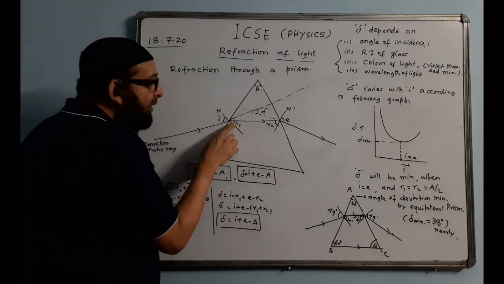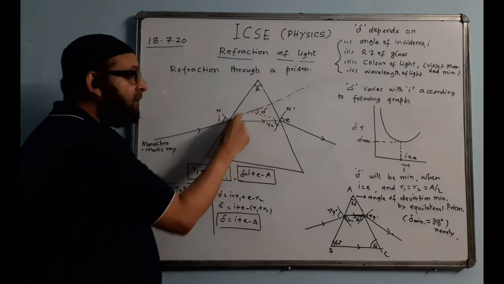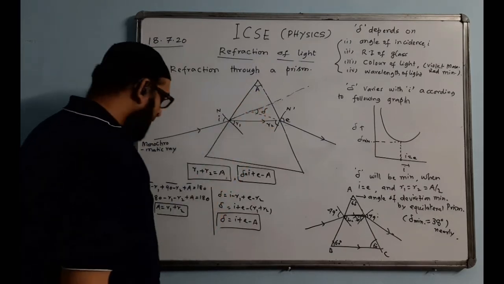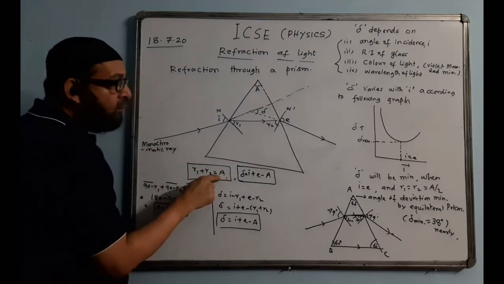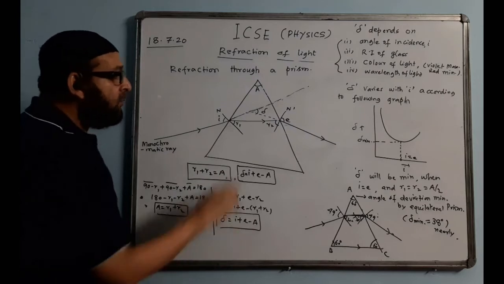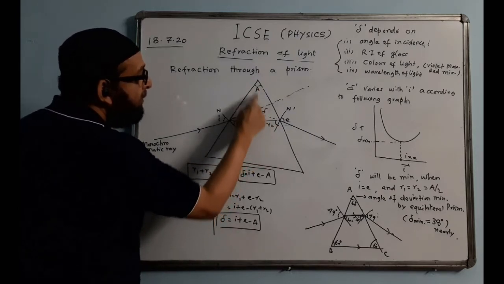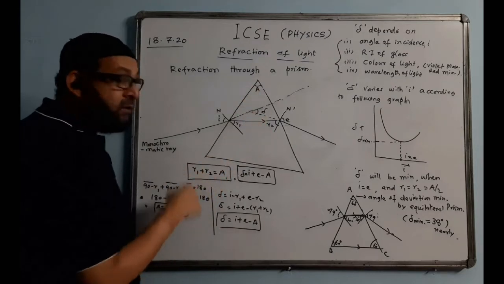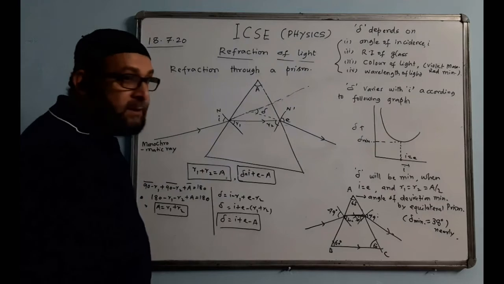If this is 30 and this is 70, then 30 plus 70 added is the answer coming here. So 30 plus 70 becomes A. So R1 plus R2 is always equal to A. So if two of these angles are given, or one of these is given, you can find the other by this equation of R1 plus R2 is equal to A. This always happens in case of any prism.